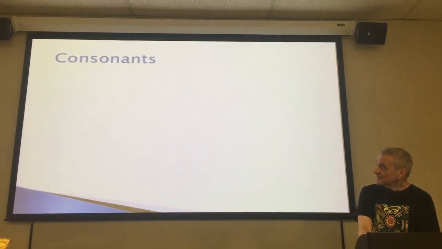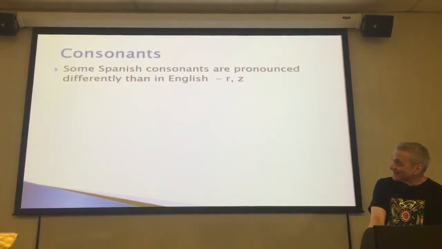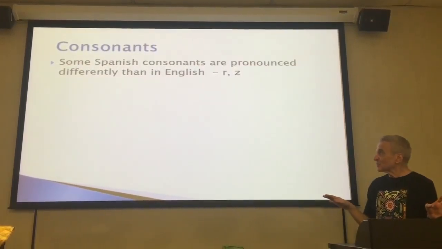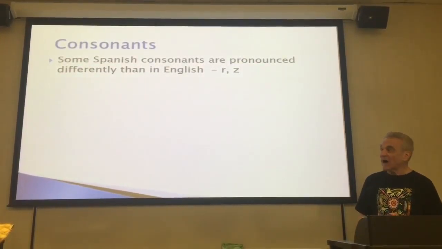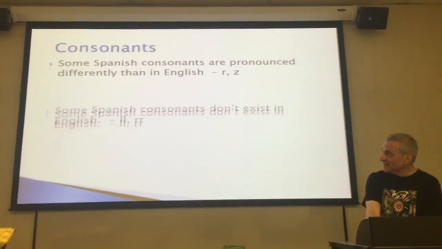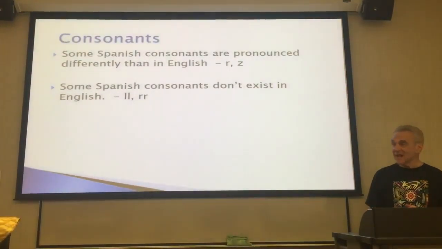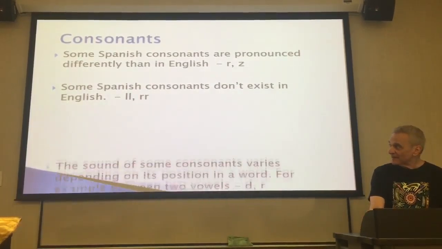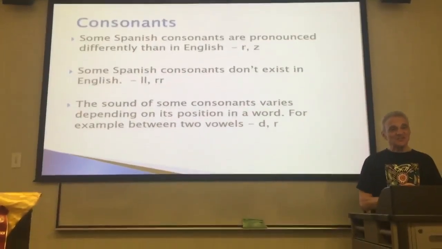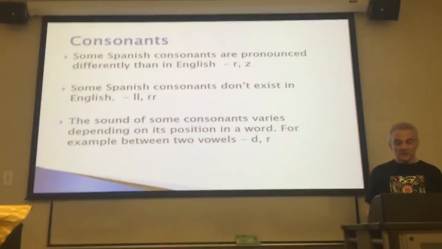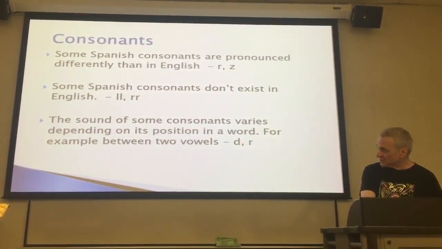All right, now here comes the challenge, the consonants. Some Spanish consonants are not pronounced the same way in English. There is no R or Z, as you'll see later. Some Spanish consonants don't exist in English, like the Ñ or the R. And the sound of some consonants are different depending on where they're positioned in the word. For example, between two vowels.